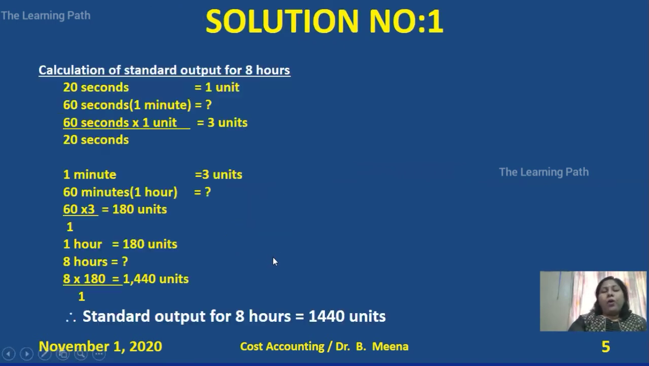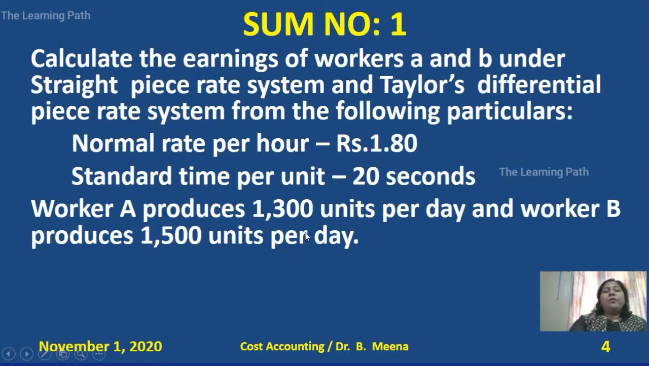So I found the standard output for 8 hours, 1440. Then I came to one conclusion. A is below standard, B is above standard. So A will get 80 percentage of piece rate, B will get 120% of piece rate. But the piece rate is not available in the problem directly. So I need to calculate the piece rate by using this information. What is the standard rate per hour divided by standard production per hour?